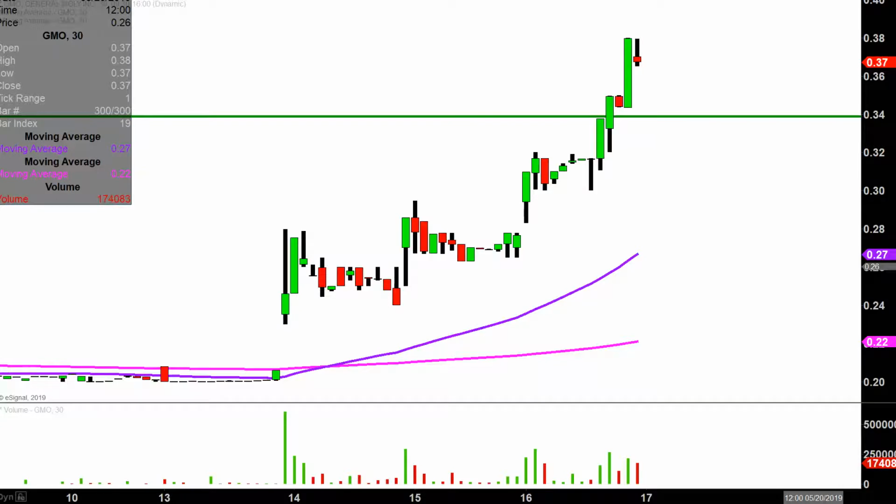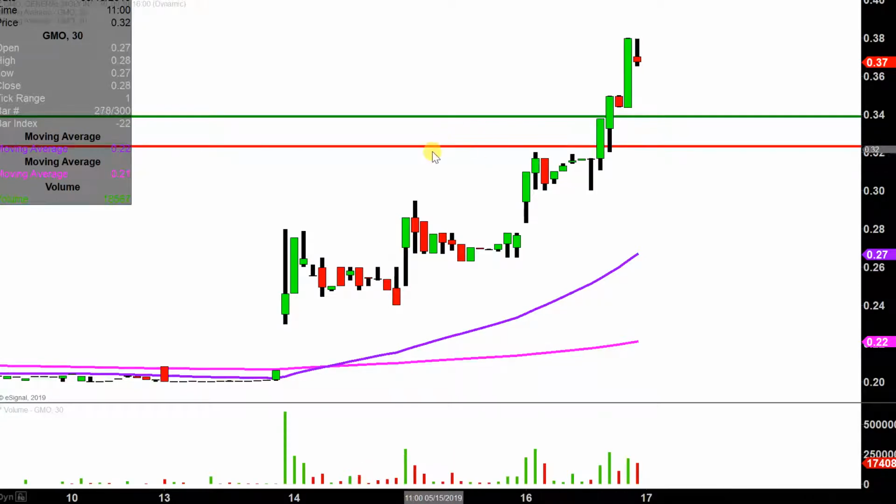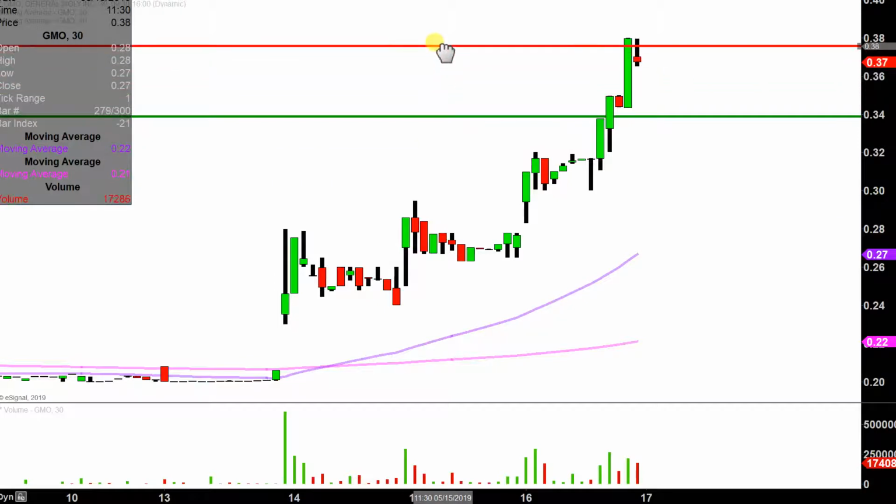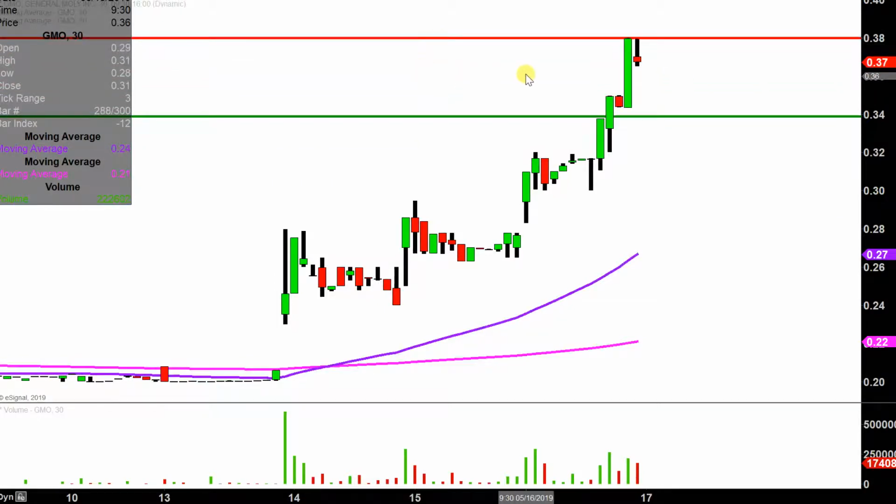What about levels of resistance? Nothing fancy or complicated behind this other than the fact that the party stopped today right up there at 38 cents. So 38 will be public enemy number 1 going into Friday. All in all, the resistance levels really don't matter that much.